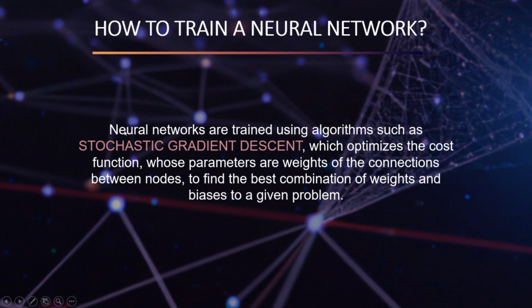How to train a neural network? Neural networks are trained using optimization algorithms such as stochastic gradient descent, which we are using in this project, which optimizes the cost function whose parameters are the weights of the connections between nodes, to find the best combination of weights and biases for a given classification problem, which in our case is classification of the digits.